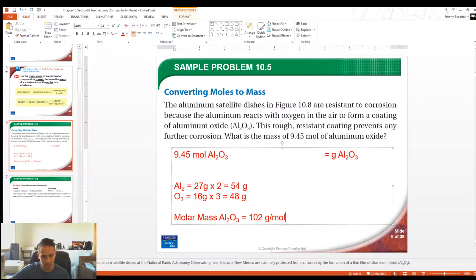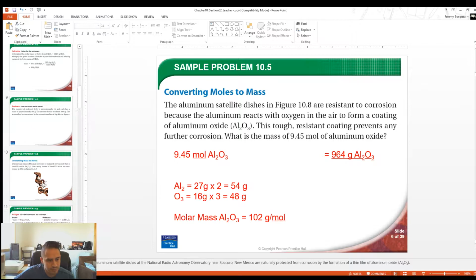Okay, so let's go back to our notes here. And this is going to be 964 grams of aluminum oxide, which again makes sense because we knew that if we had 1 mole, it would be 102 grams, and we have way more than 1. We have 9.45 moles, so this is way more than 102, so that makes sense.